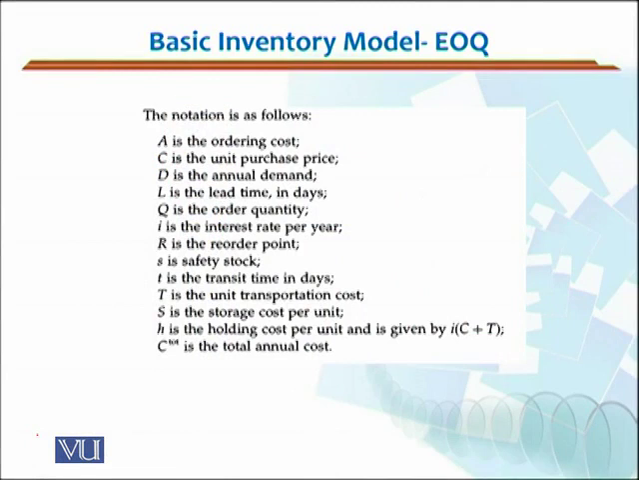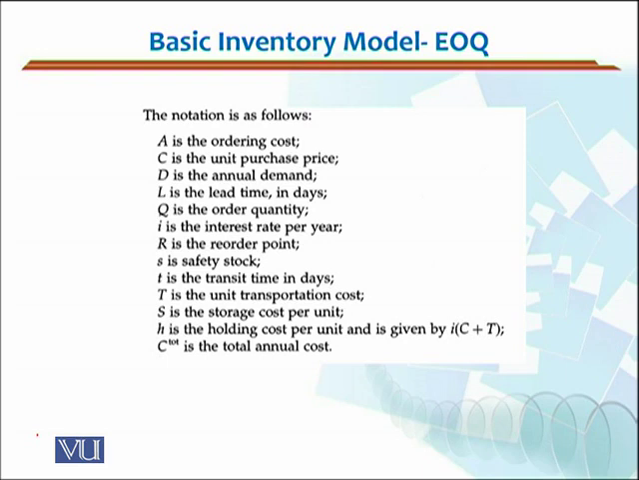Now, for my example, I'm taking different notations. Let's define A being the ordering cost or the setup cost. In your previous courses, you might have defined it with S. I'm here defining it as A. It doesn't matter, because if S is feasible for you, you can use S. C is the unit purchase cost. It's one of the universal nomenclature. D is the annual demand.